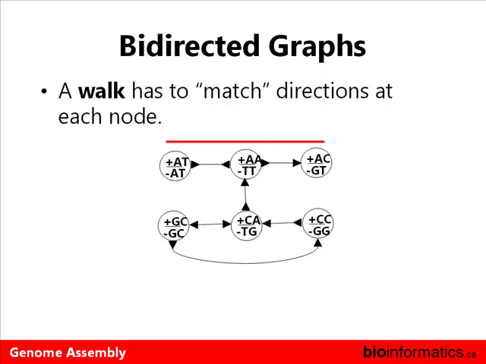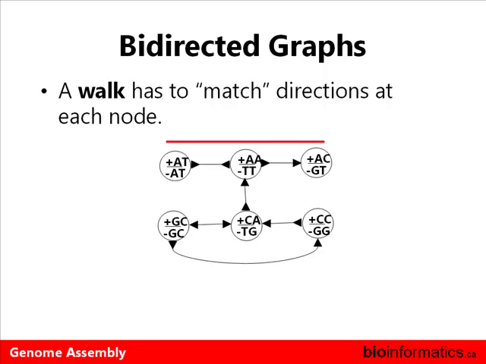Why? Because here, you start at an AT, and then you go into a TT. From an AT, it will overlap the TT by one T, so you can go into this node. But a TT does not overlap a GT or an AC. Only AA does. So if you go through like this, that's not a valid string of DNA. You can never parse a valid string of DNA from here.